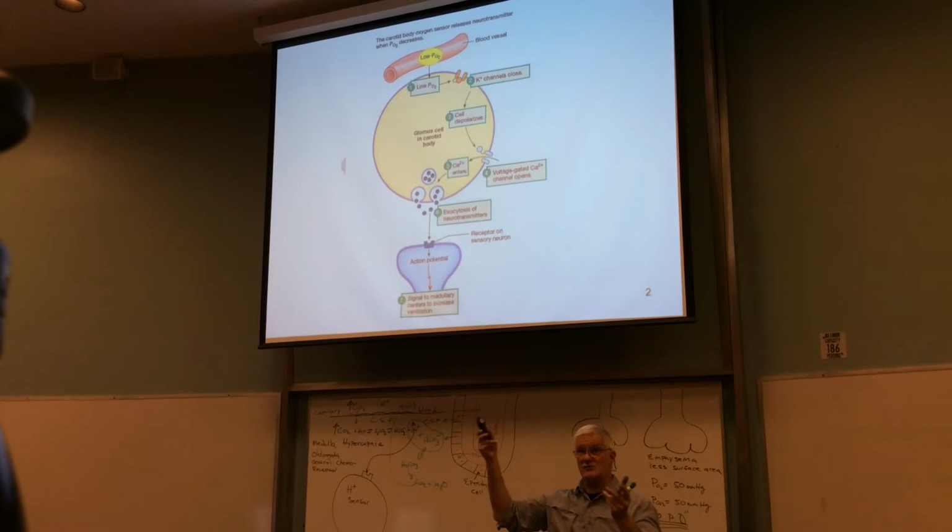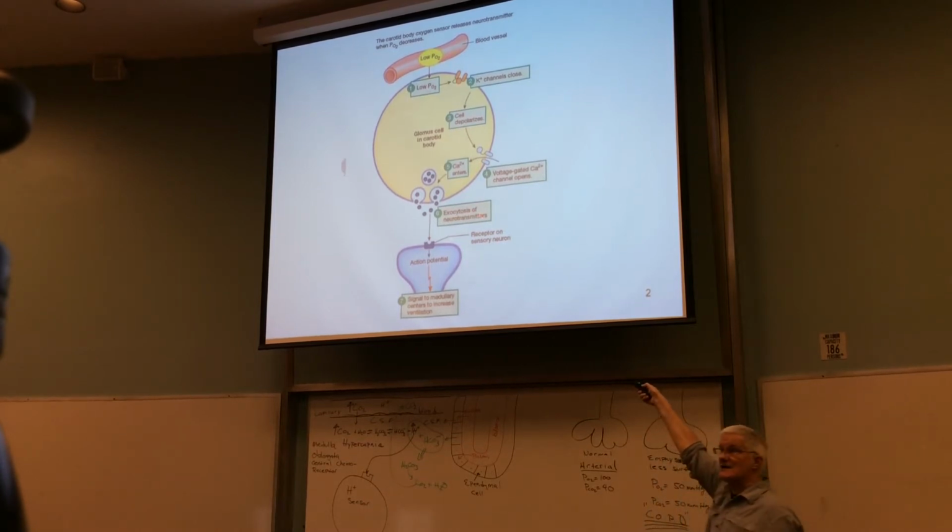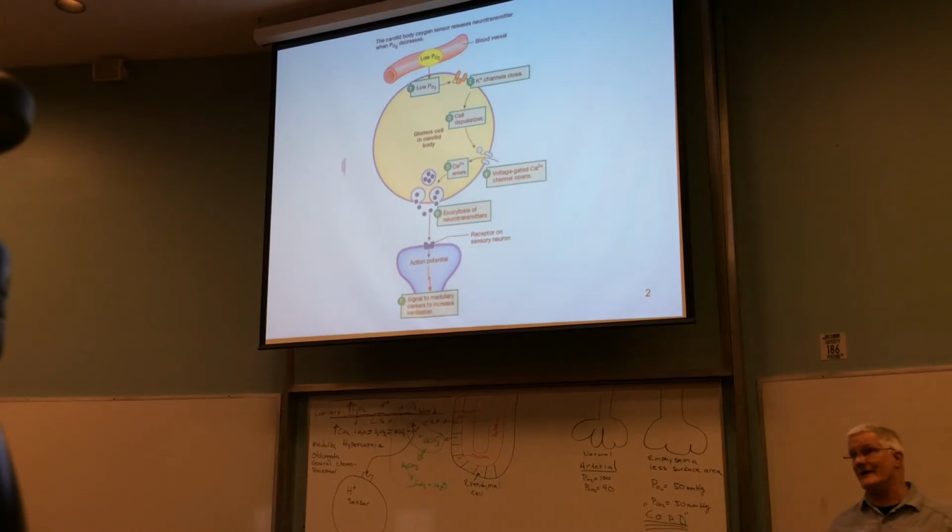Taking its positive charge with it. So the inside of the cell becomes more positive, right? So you're now depolarizing the cell. What does that do to voltage-gated calcium channels? It opens them, and who comes into the cell? Calcium. And what does calcium do? It binds to a vesicle to do exocytosis. And this is how the peripheral chemoreceptor says, hey, get off your butt and start breathing more.